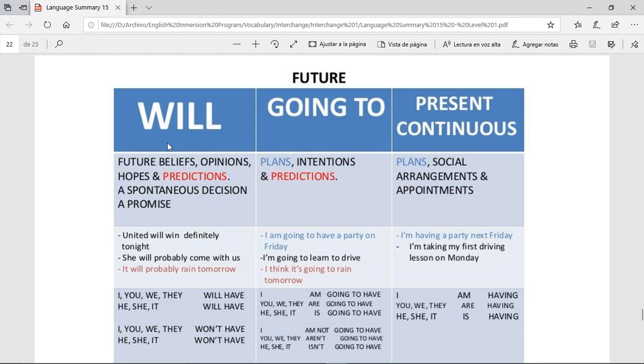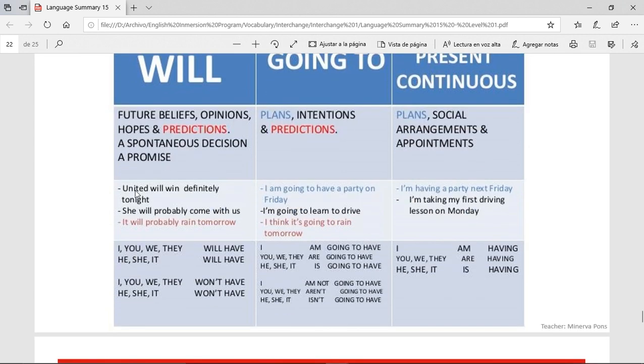We use will for future beliefs, opinions, hopes, and predictions specifically, okay? And a spontaneous decision or a promise. Basically, the most common use of will is for talking about the future, for predictions. Let's see some examples. United will win definitely tonight. Maybe this is a team. She will probably come with us.